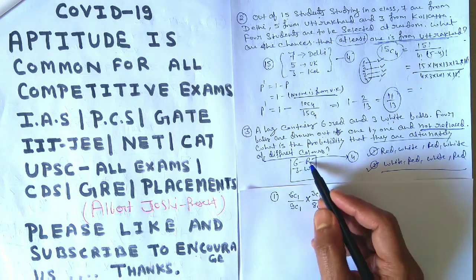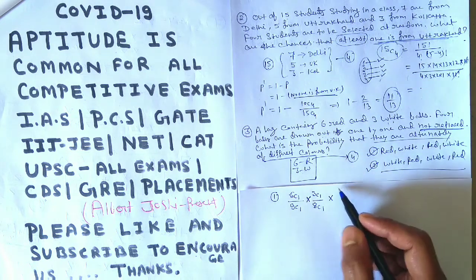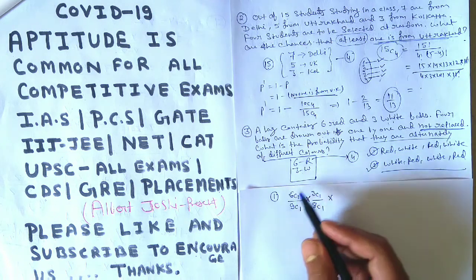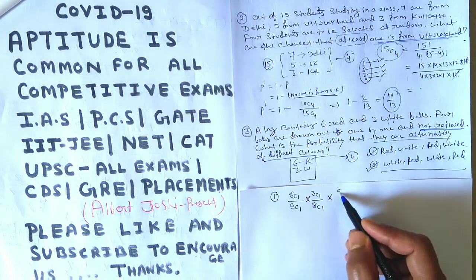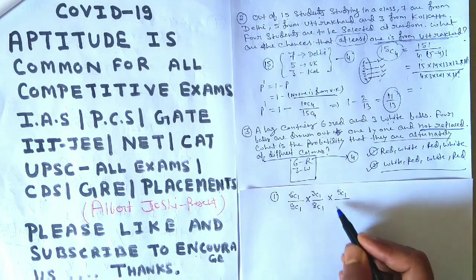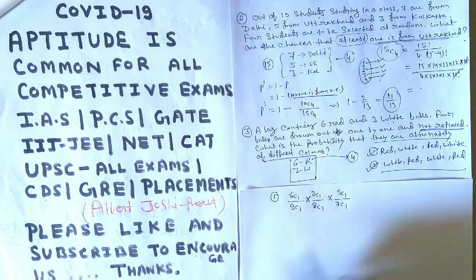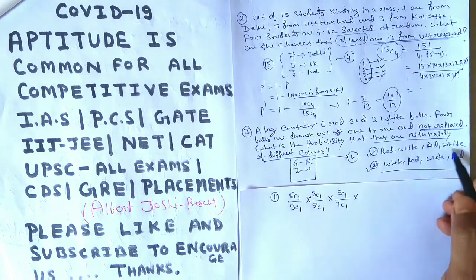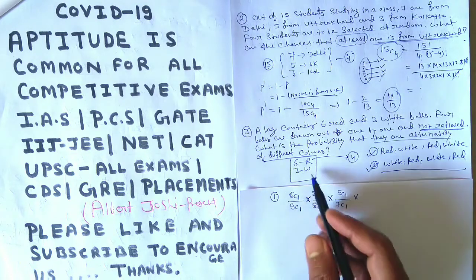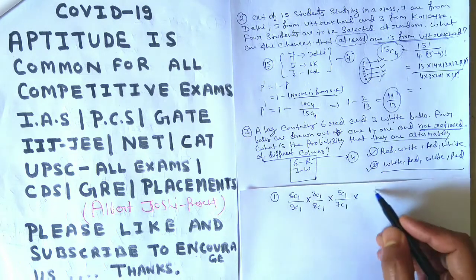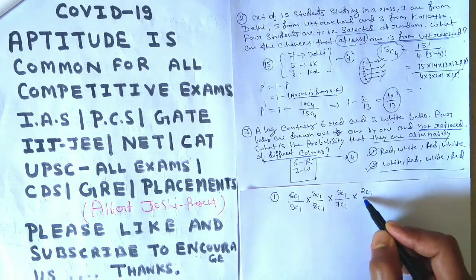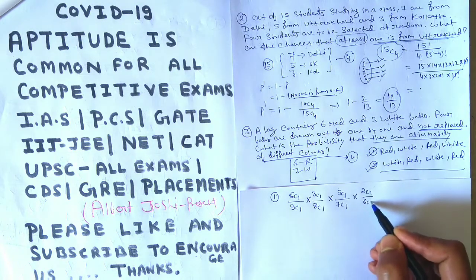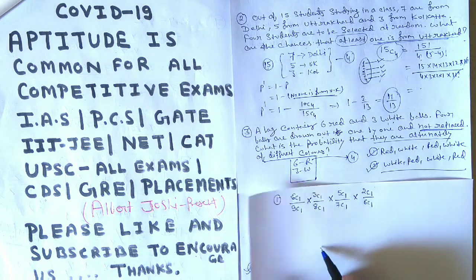Then you have to select a red ball again. So how many red balls are here? Before 6, now 5. Out of 5 you have to select 1. So total balls are 7. Out of 7 you have to select 1. Now next time you have to select white. How many white balls? 1 ball you have selected, so there are only 2 balls. Out of 2 you have to select 1. And out of 6 you have to select 1. I think that you understand.